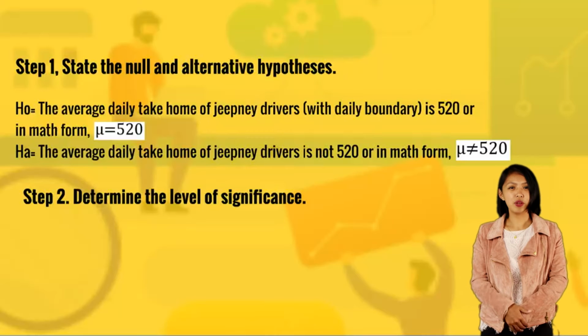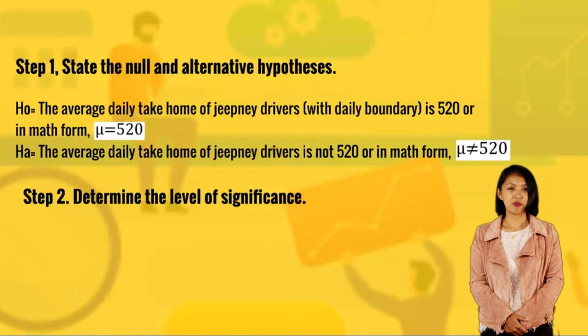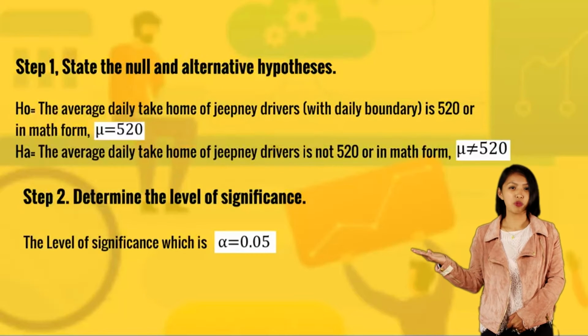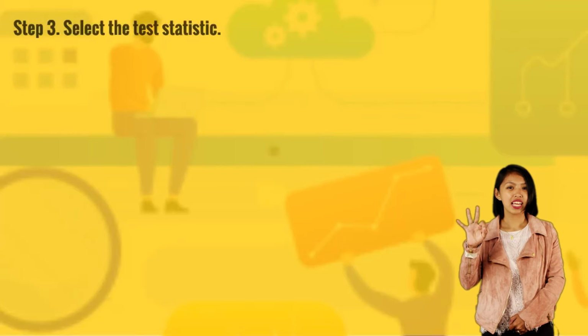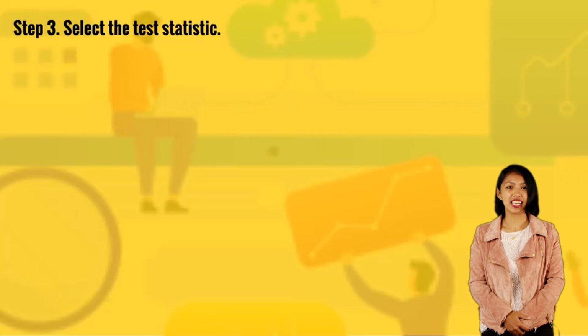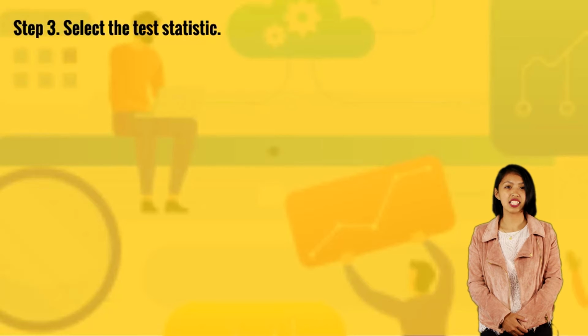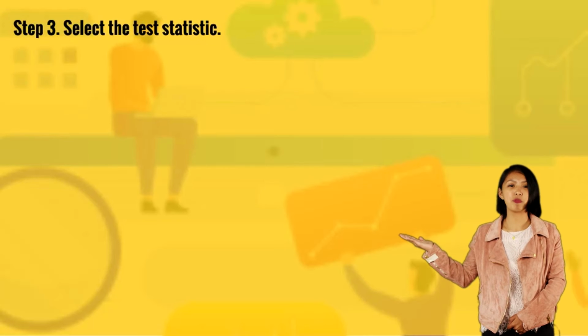Step 2. Determine the level of significance. The level of significance, which is alpha, is equal to 0.05. Step 3. Select the test statistic. Let us check if the basic assumptions for Z-test are satisfied in the problem.